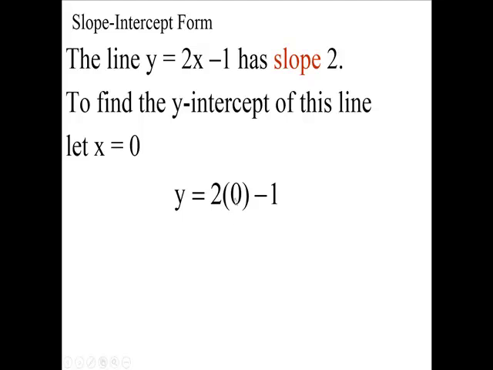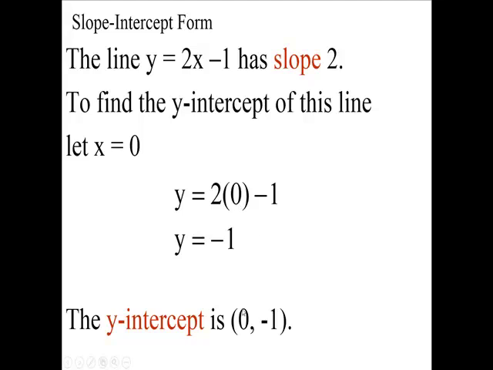So 2 times 0 is 0. 0 minus 1, you're going to have y is negative 1 here, because this zeroes out. 2 times 0 is 0. So the y-intercept is the point 0 for x and negative 1 for y.